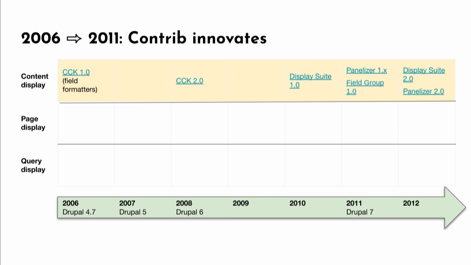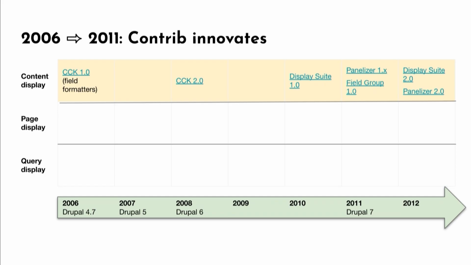2006, 20 years ago, was the big year. First, because it was my first year for Drupal, and maybe I sparkled something here. And it was also the year of CCK 1.0. Who was there in 2006? Okay, so for content display, CCK was a big thing. It was the ancestor of the Field API, and it came with field formatters. That means for the first time in Drupal, you could do content modeling, and you could also do the display building of your content model.